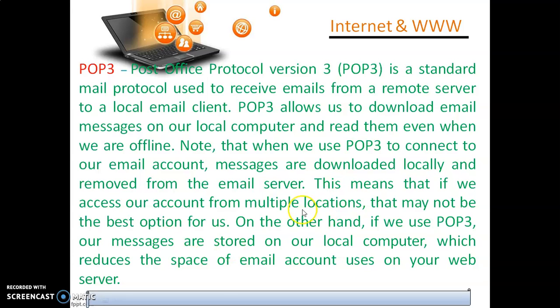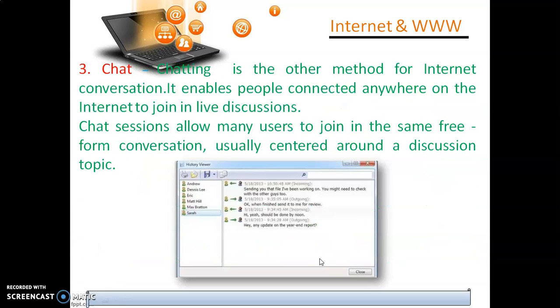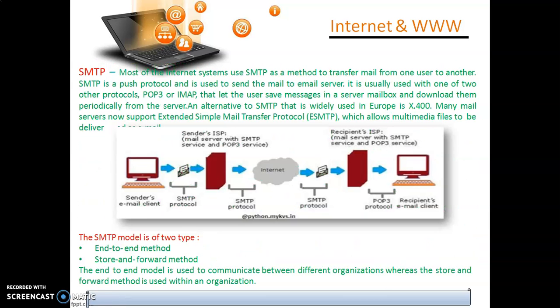Note that when we use POP3 to connect to our email account, messages are downloaded locally on your machine and removed from the email server. But this is not true today, as we can save copies. This means that if we access our account from multiple locations, that may not be the best option for us. On the other hand, if we use POP3, our messages will be stored on the local computer, which reduces the space used by the email account.